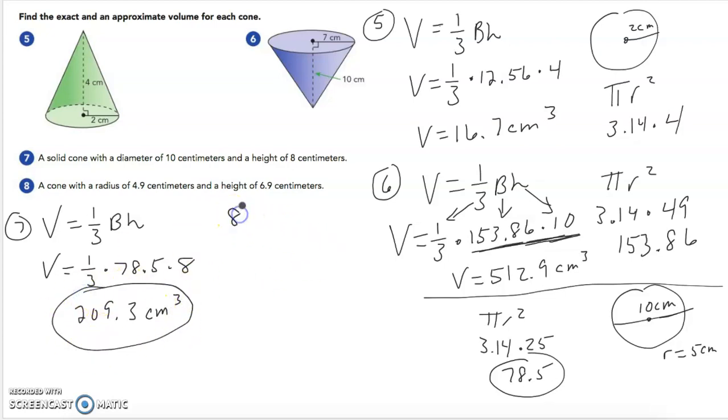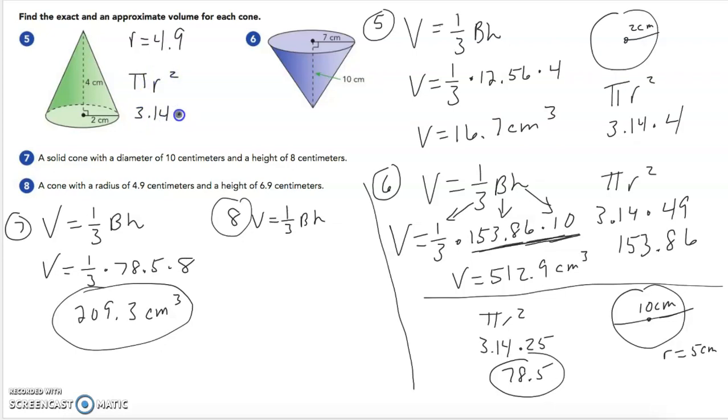And one more. Number 8. Volume equals 1/3 area of the base times the height. We're running out of room here. The cone has a radius of 4.9 inches. To find the area of that circular base, we do pi r squared. So that's 3.14 times 4.9 squared.